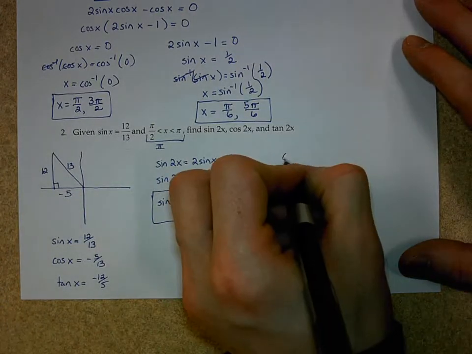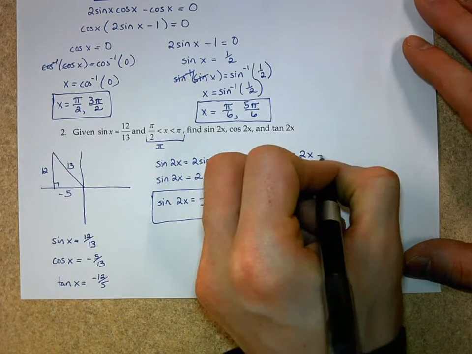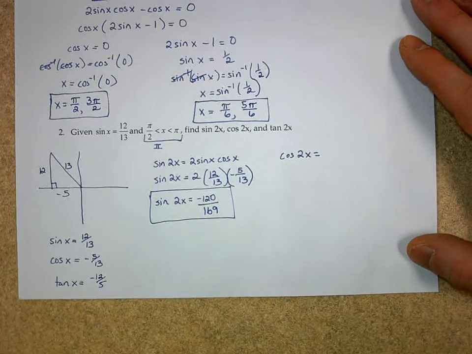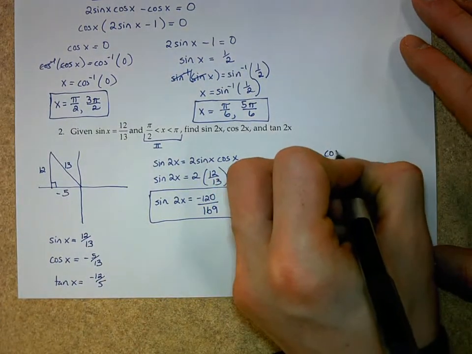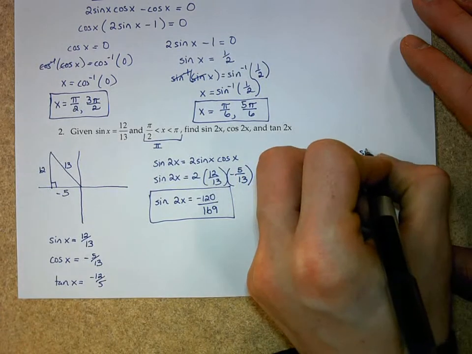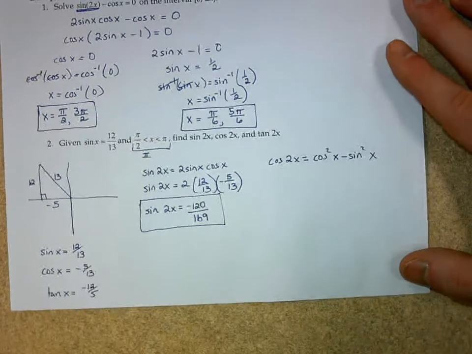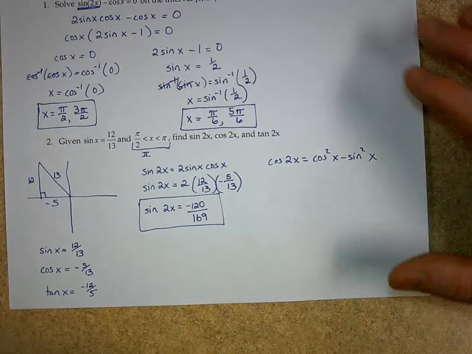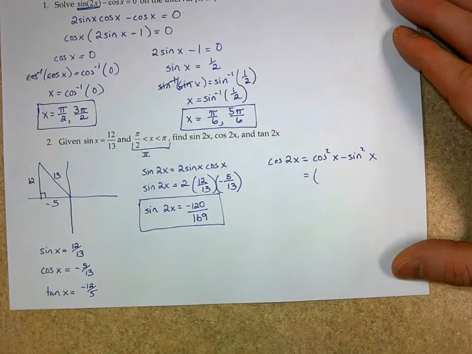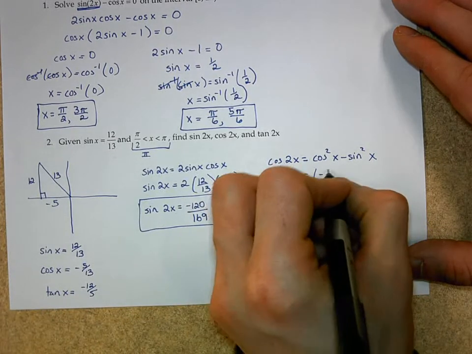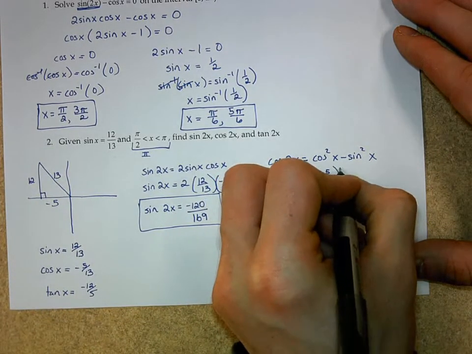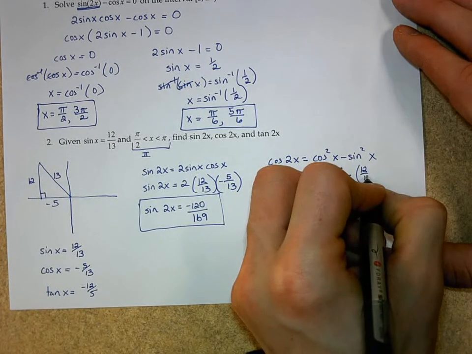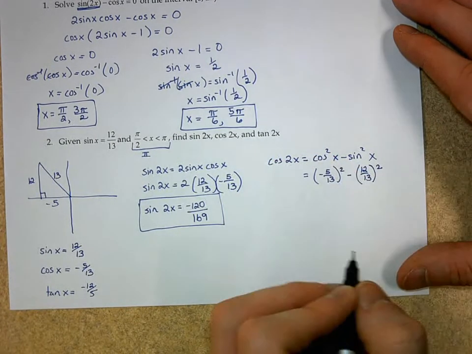We'll do the same thing for cosine. Cosine of 2x, and we've got 3 different formulas we can use right there. I'm just going to choose to use the first one. Cosine squared of x minus sine squared of x. Any one of the 3 would work. So cosine, we know, is -5/13. So -5/13 squared minus sine squared, which is 12/13 squared.